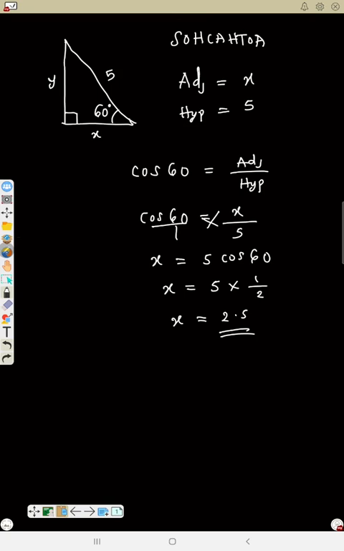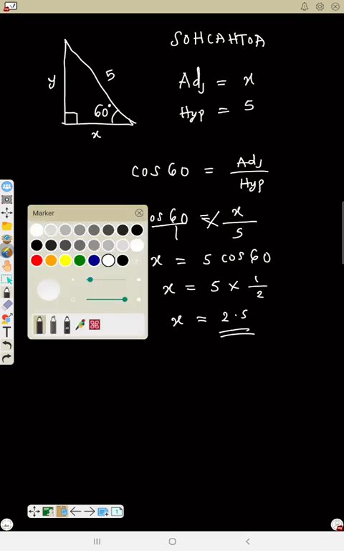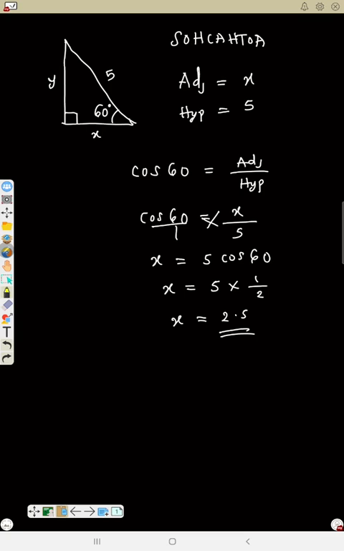Now let's say we know y here and 5 here. What is this side? Here is the opposite, so opposite is y. That means we know opposite y and hypotenuse 5. Now what connects opposite and hypotenuse? Sine, that is opposite over hypotenuse. That means we are going to use sine, so sine 60 equals opposite over hypotenuse.